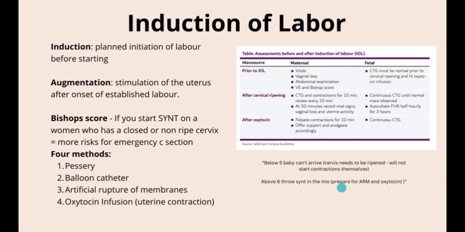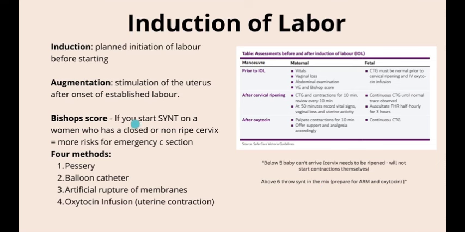What this is really saying is that once this has happened, once you're above 6, you can do an artificial rupture of membrane, or you can start oxytocin for augmentation if that's the approach that you want to do. Or if it's above 6, you don't really have to do anything if you don't want to intervene.